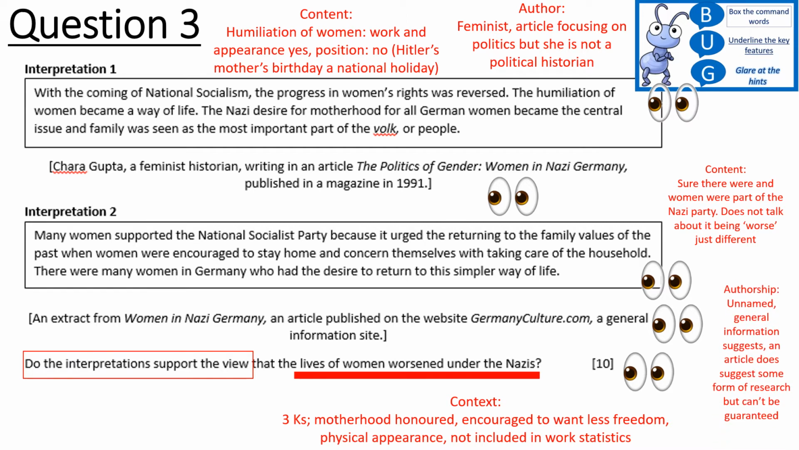In terms of authorship, you can absolutely go to town on this one. It's an unnamed author. It's a general information website, so suggests that there's not a lot of monitoring. And it's an article, so perhaps there is some research, but we can't guarantee this.